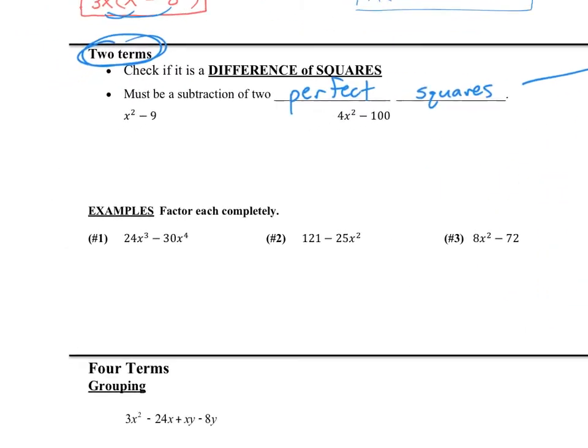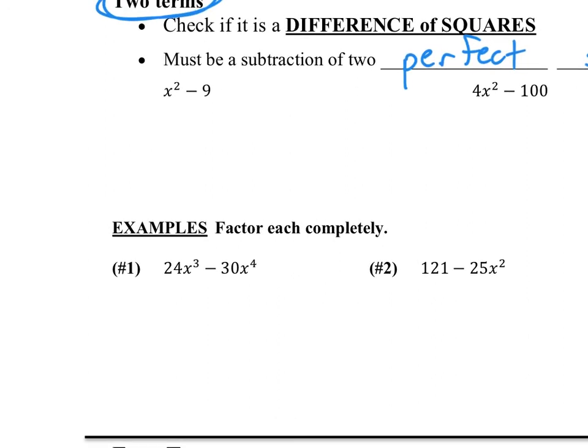So if you look at the first one, x squared is a perfect square because it's x squared. 9 is a perfect square because 3 times 3 is 9. So what we do with this is we actually will find the square root of each. What is the square root of x squared? X. And what is the square root of 9? 3. So what we end up doing is we break this into two sets of parentheses.